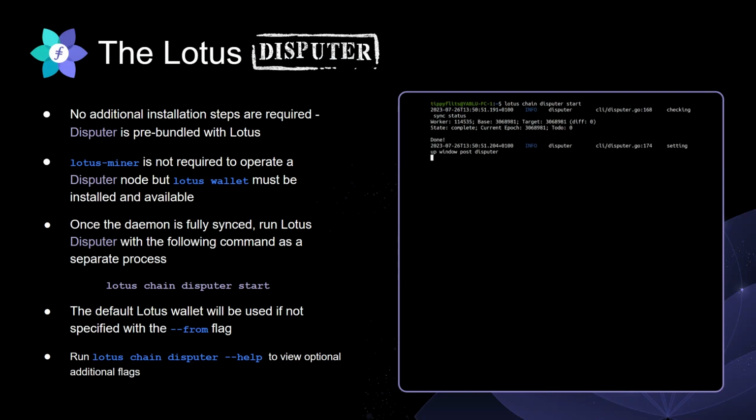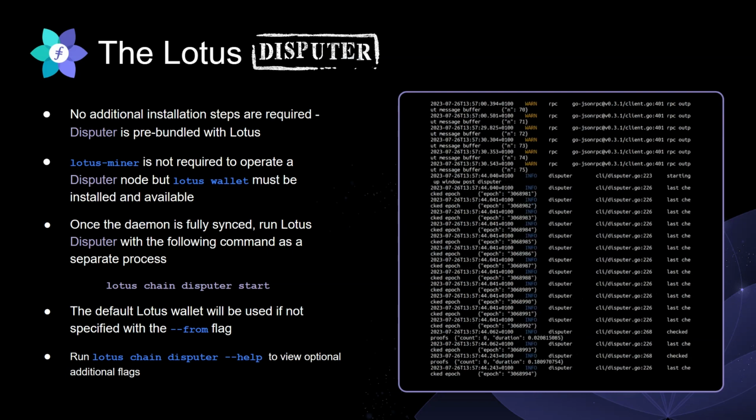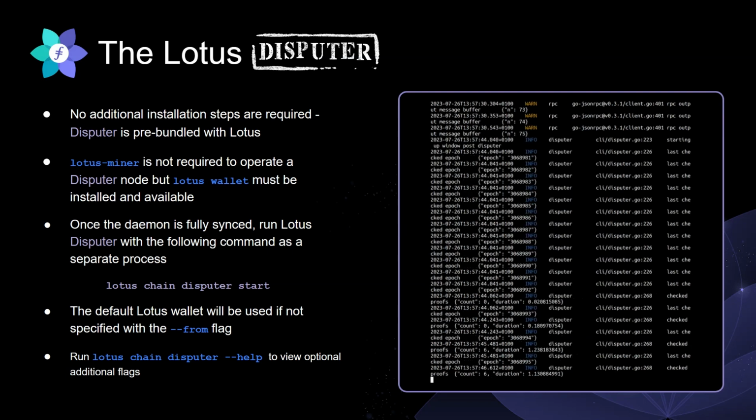Lotus Disputer will take around 7 minutes to fully start, so we will fast forward this section to the 7-minute mark. As we can see in the right-hand screen, Lotus Disputer has now started and is successfully verifying window post proofs.